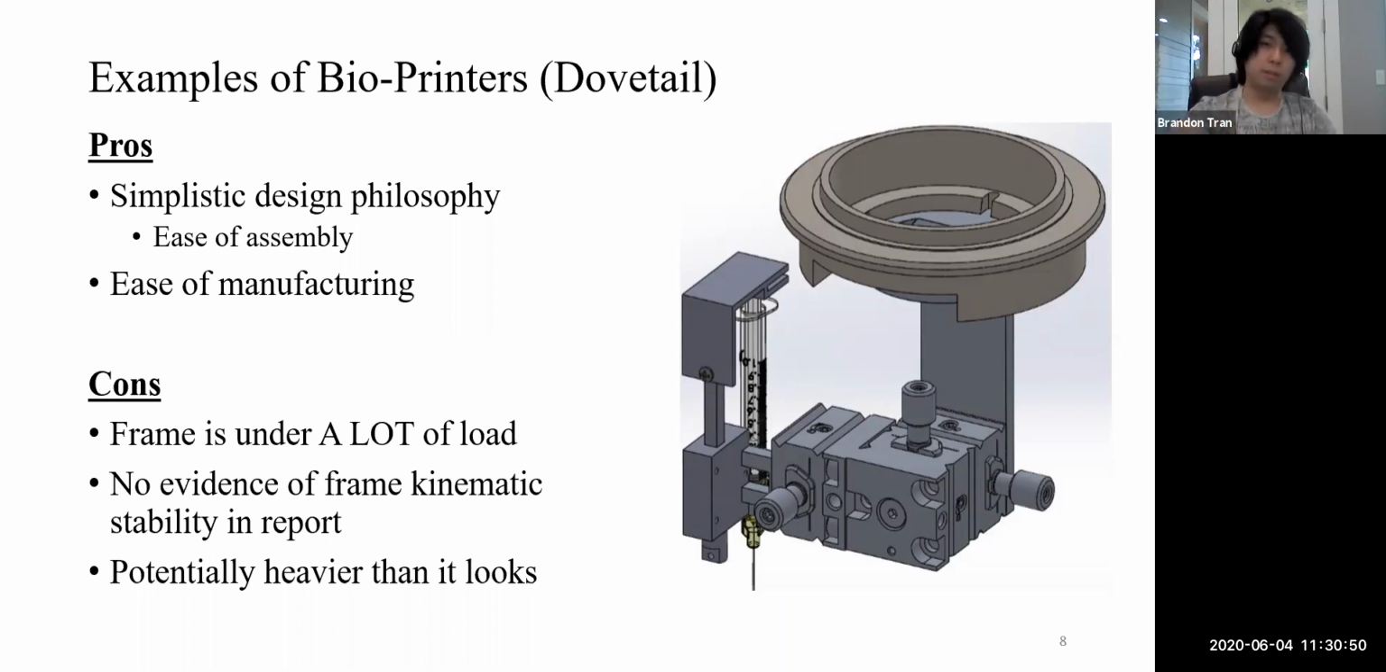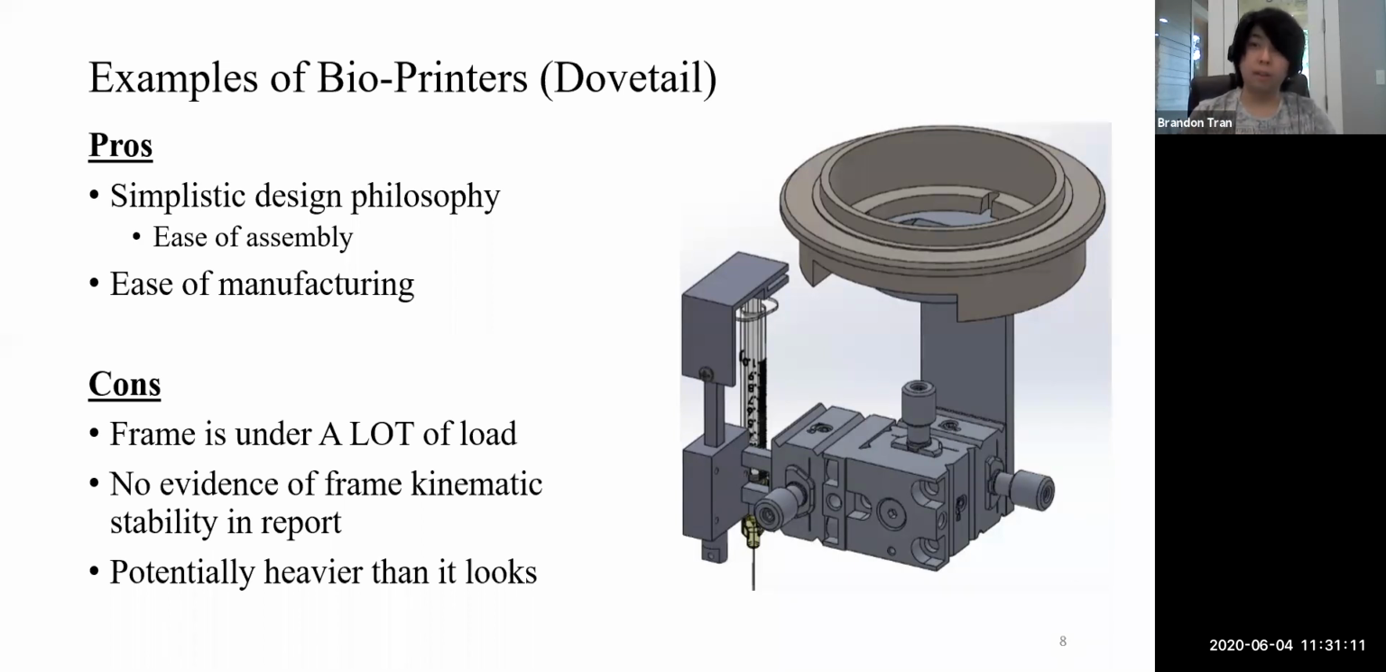This one's a little bit more unique because they're using a dovetail as their transition. I talked about guide rails, but somebody decided they wanted to use dovetails instead, which is very simplistic philosophically because you have only a small linear transition with a lesser amount of rotations needed to get to different positions.